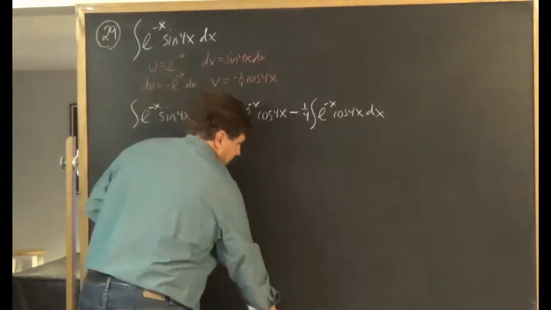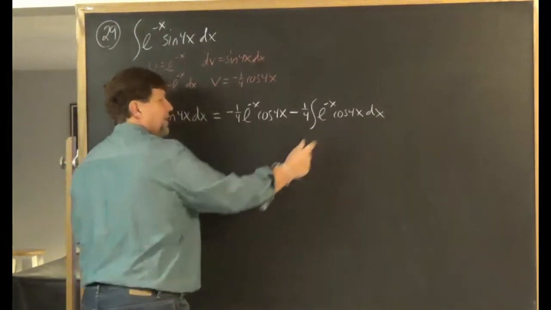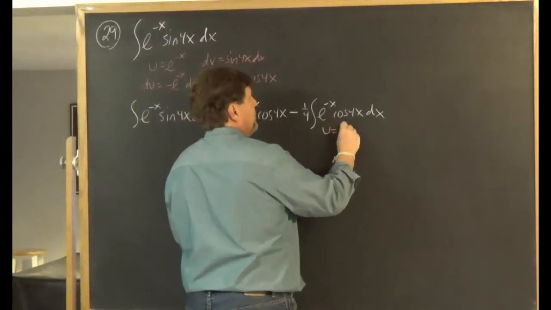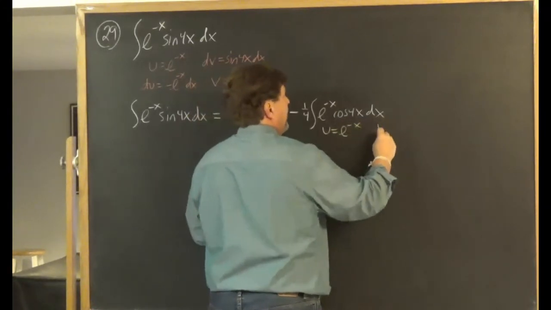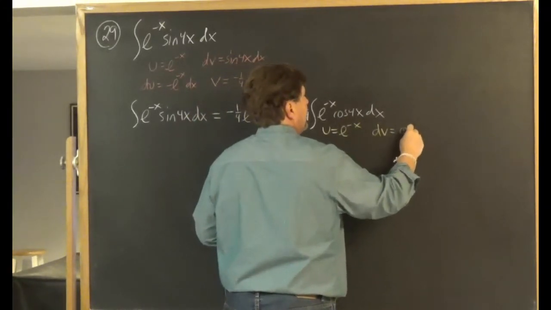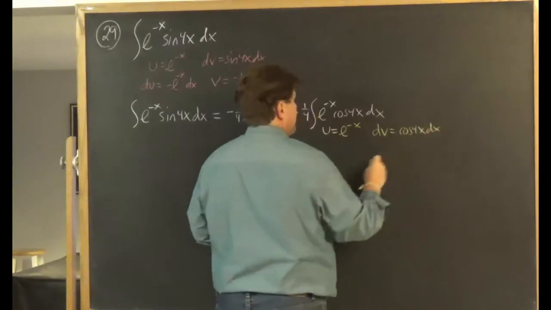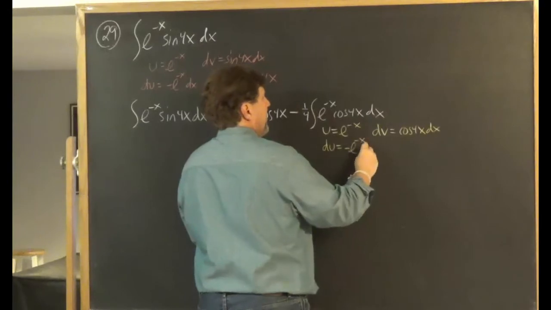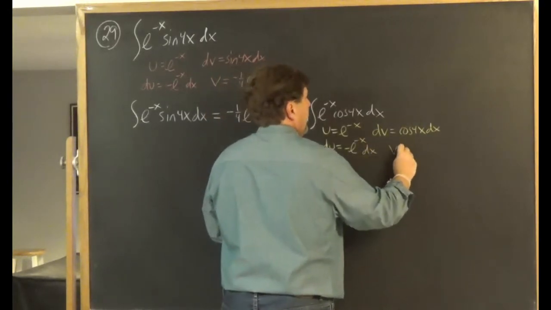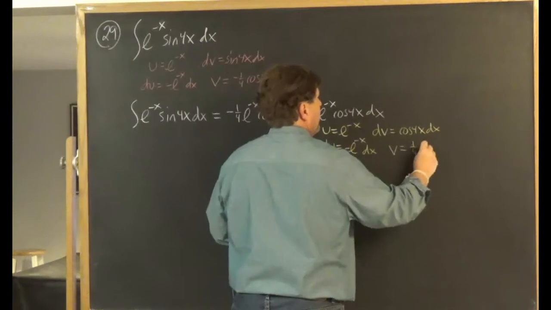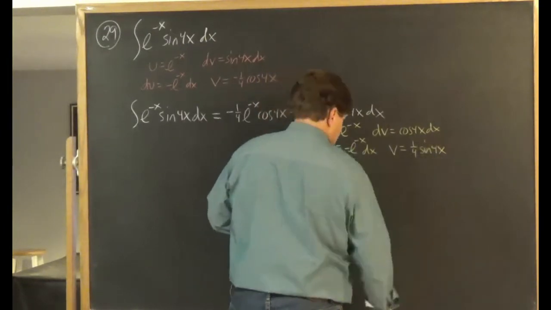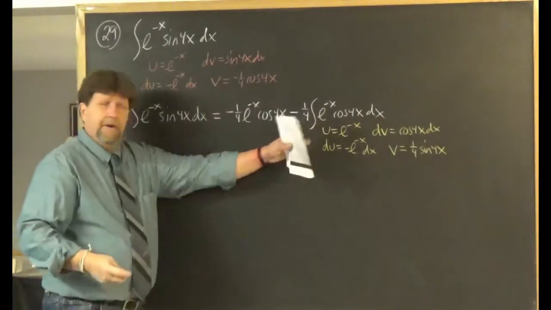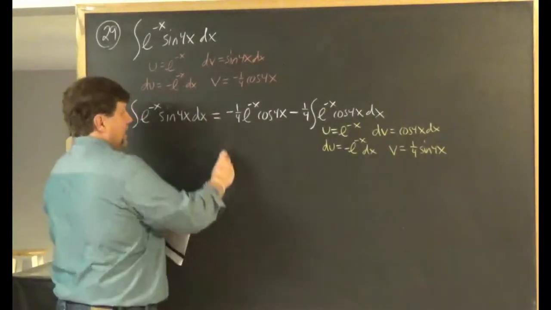And yep, we've got to go through integration by parts again. This integral here requires integration by parts. So u is e to the negative x, dv is cosine 4x dx, du is negative e to the negative x dx, and v is 1/4 sine 4x. So we're cranking that second integral through integration by parts.